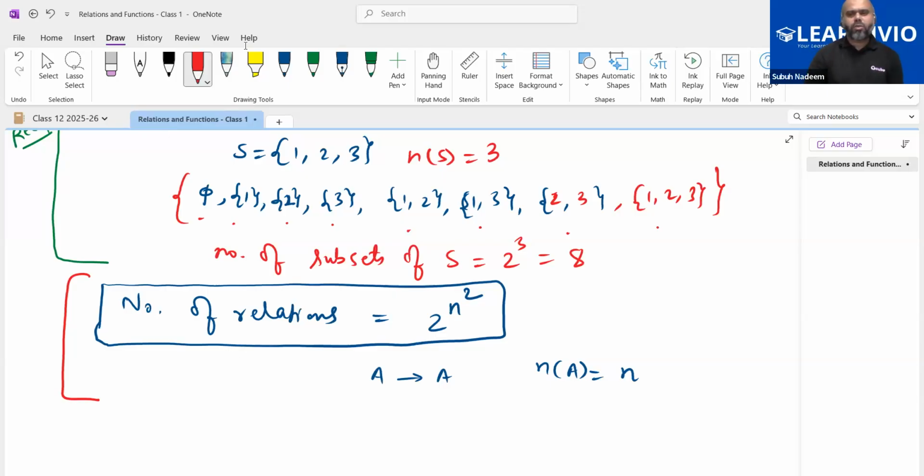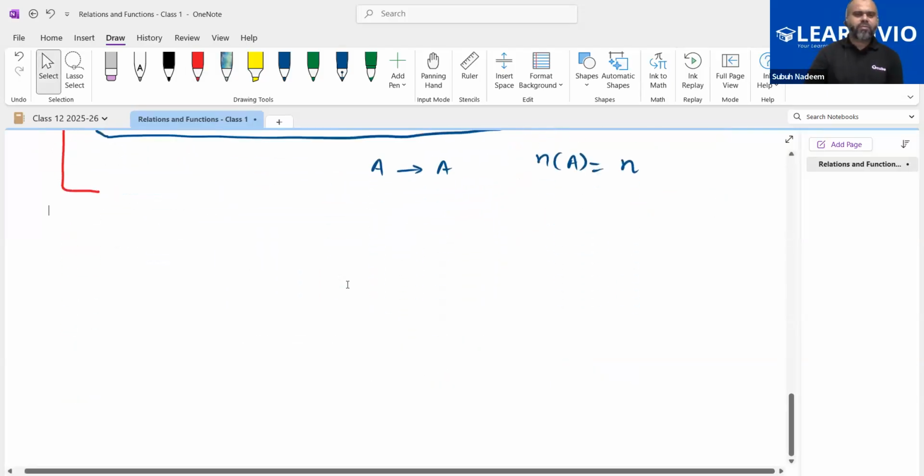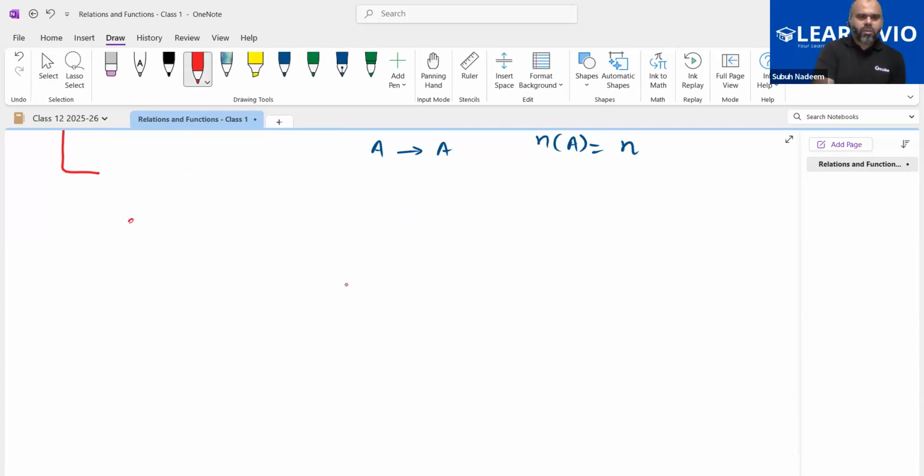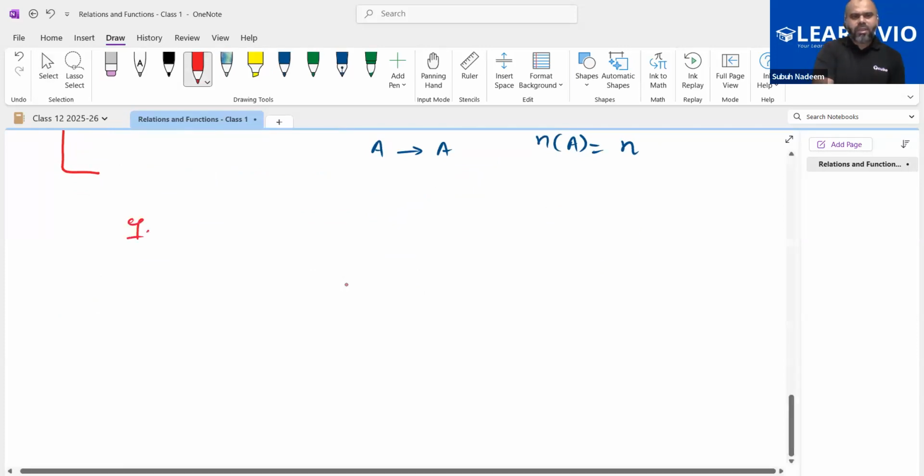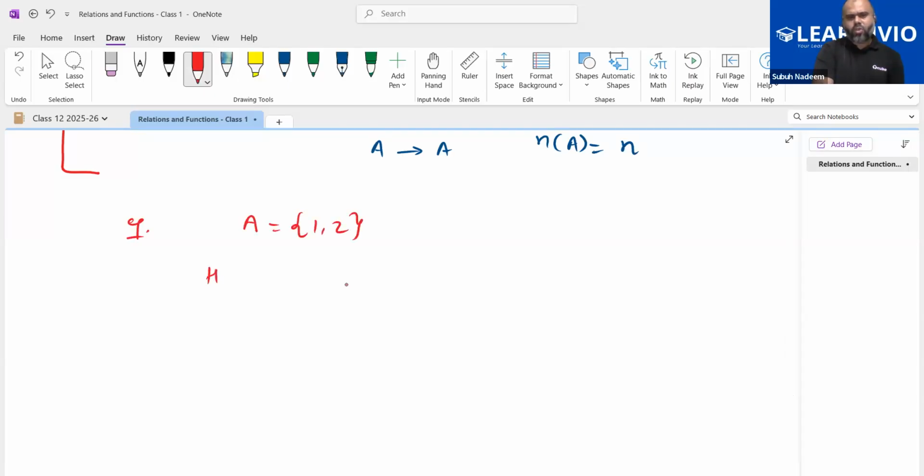So now if I give you a question that says, for example, there is a set A which is having two elements. So how many relations can be there of A cross A, from A to A, let us say, instead of that, from A to A.